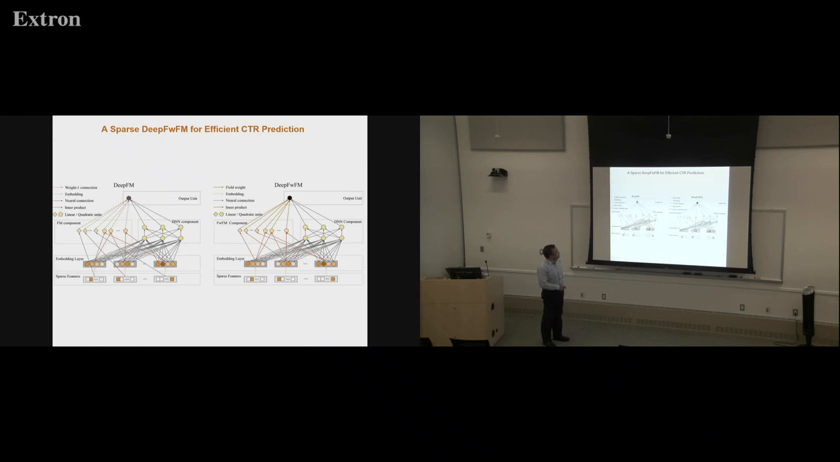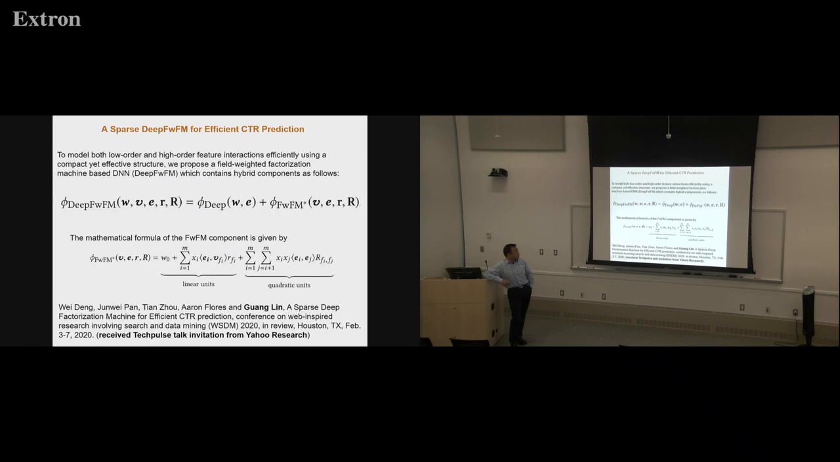The idea is the following, right? Assume we want to design for a sparse feature. On the left is the low-order interaction using the factorization machine. On the right is the deep neural network. We combine them together. Then we encourage sparsity to make better predictions in recommendation systems, okay? This way, I think we got the invitation to give a talk at the Yahoo Research Tech Pulse Forum. So this is basically why Yahoo Research is interested in using this technology in their commercial implementation on their search engine.